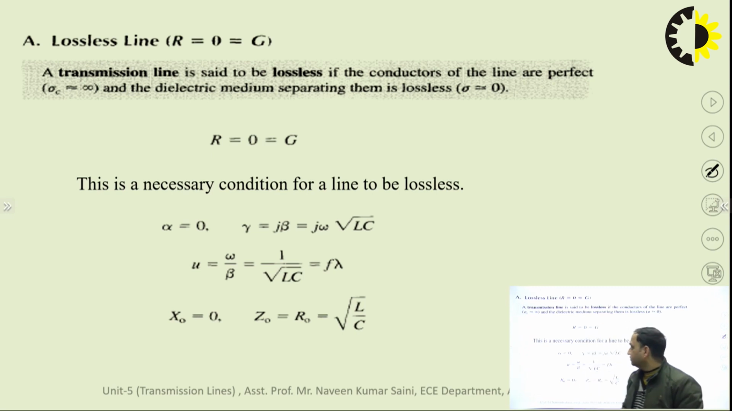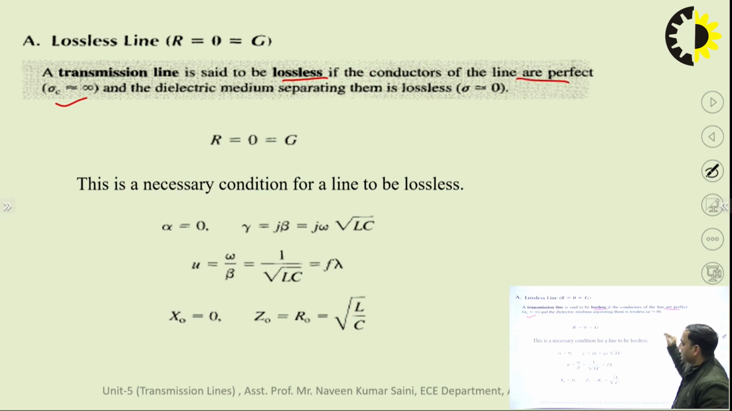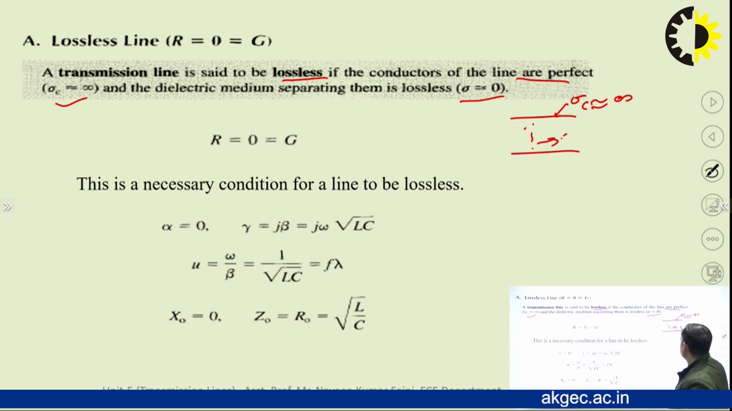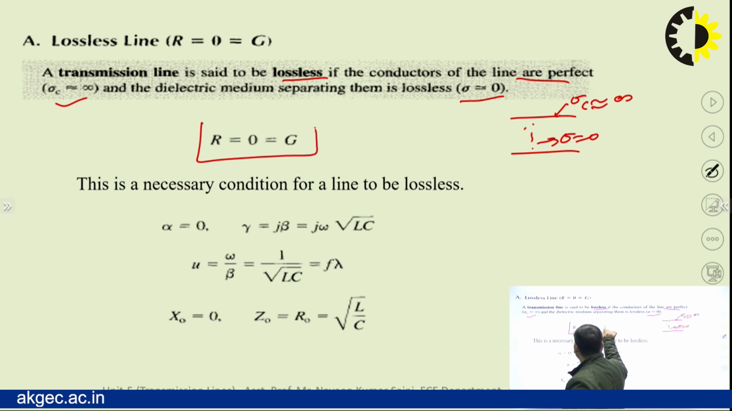Okay. One of the special cases is the lossless line. The condition for the lossless line is R equal to 0 equal to G, meaning R and G are 0. What is the definition? The transmission line is said to be lossless if the conductors of the line are perfect, meaning sigma c is equal to infinity, and the dielectric medium separating them is lossless, that is sigma is equal to 0. So the conductors are perfect and in between them there is a dielectric with sigma equal to 0.